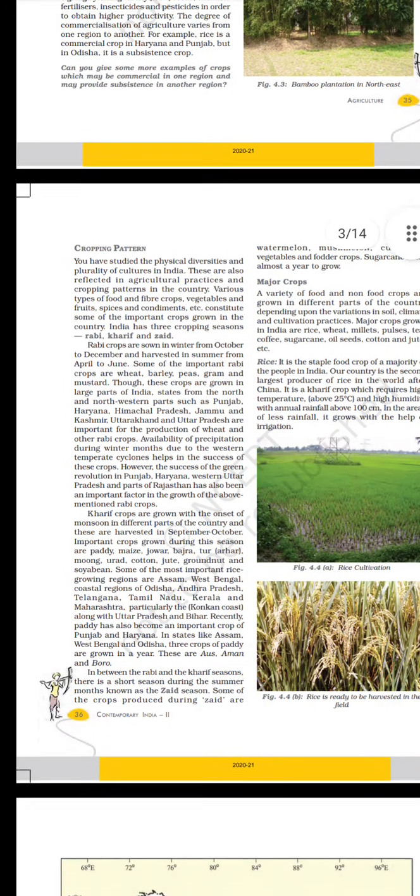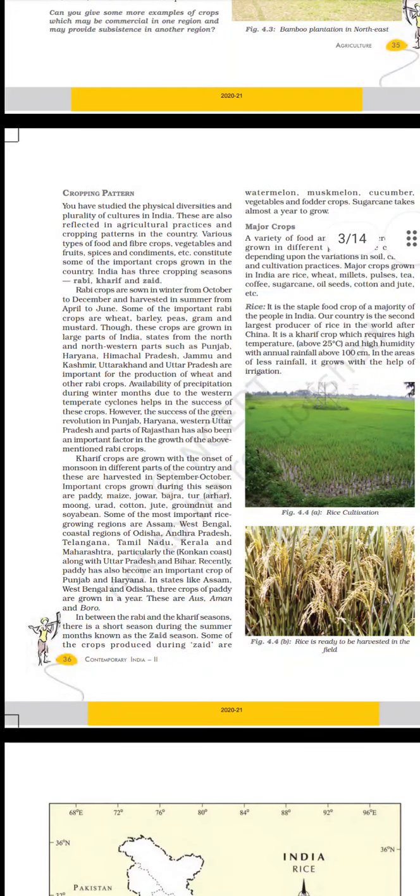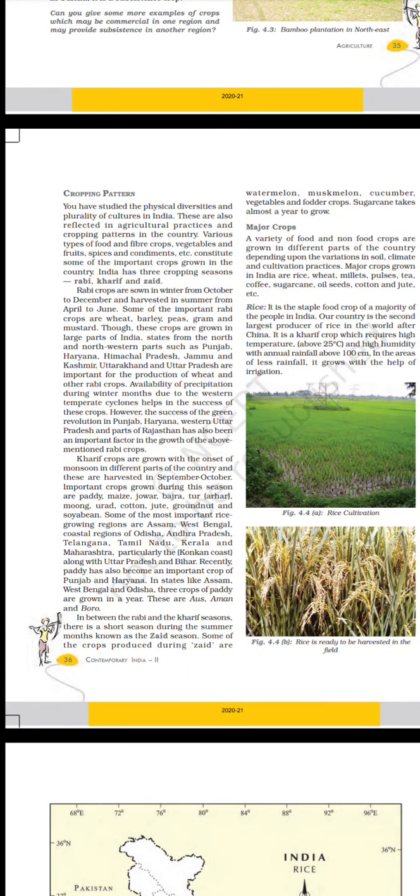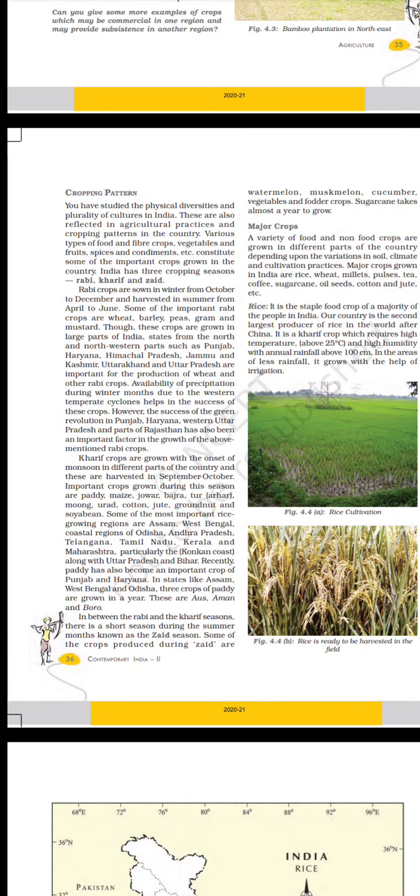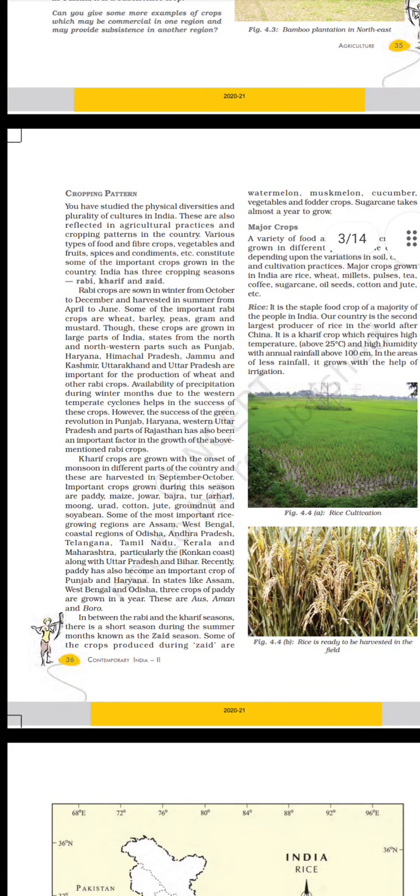Cropping pattern. You have studied the physical diversities and plurality of cultures in India. These are also reflected in agricultural practices and cropping patterns in the country. Various types of food and fiber crops, vegetables and fruit species and condiments etc. constitute some of the important crops grown in the country.